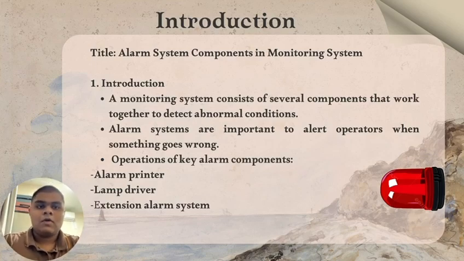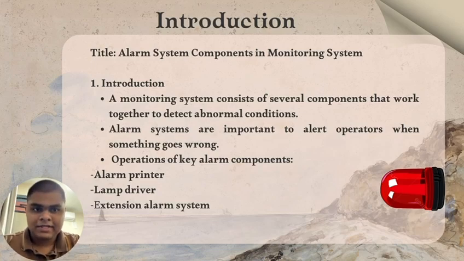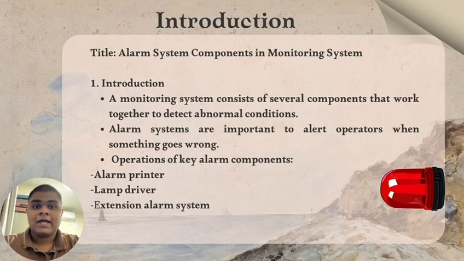First of all, for the introduction to the alarm system components: a monitoring system is made up of several components that work together to detect abnormal activities in machinery and components. In marine engineering this is very important because it helps ensure the safety and efficiency of the ship. Alarm systems are important to alert operators when something goes wrong. Without alarms, engineers may not notice problems early, which can lead to serious damage or accidents, and in some cases can cost a lot of money to repair.